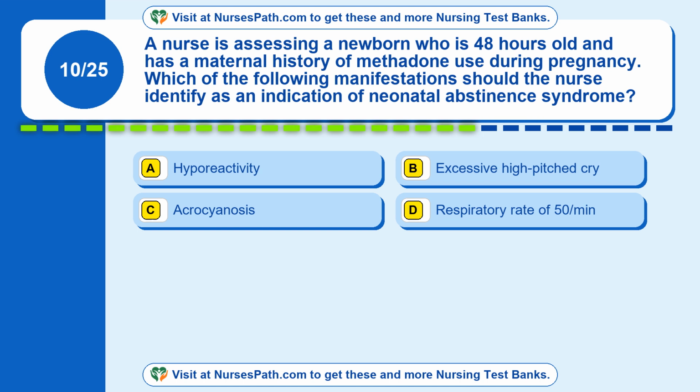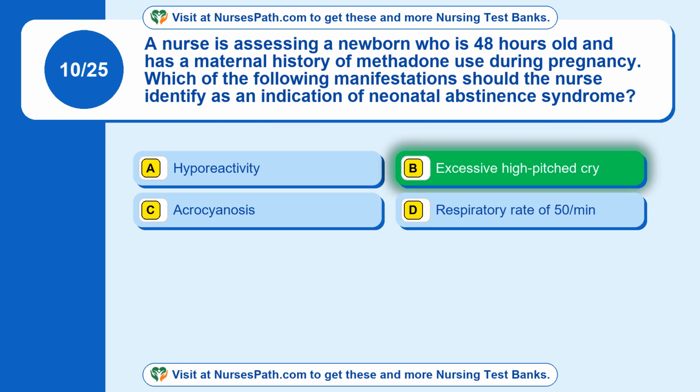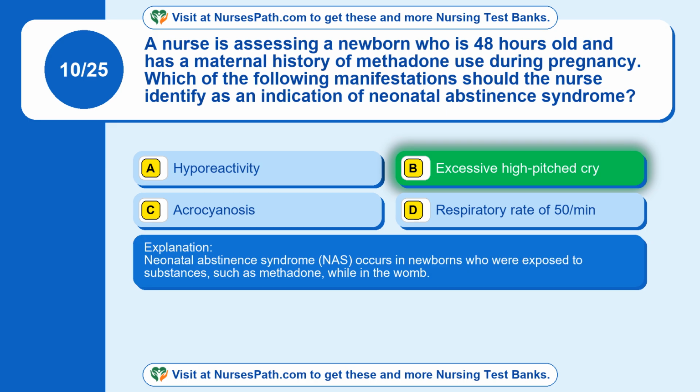Question 10. A nurse is assessing a newborn who is 48 hours old and has a maternal history of methadone use during pregnancy. Which of the following manifestations should the nurse identify as an indication of neonatal abstinence syndrome? Option A. Hyporeactivity. Option B. Excessive high-pitched cry. Option C. Acrocyanosis. Option D. Respiratory rate of 50/min. The correct answer is option B. Excessive high-pitched cry.